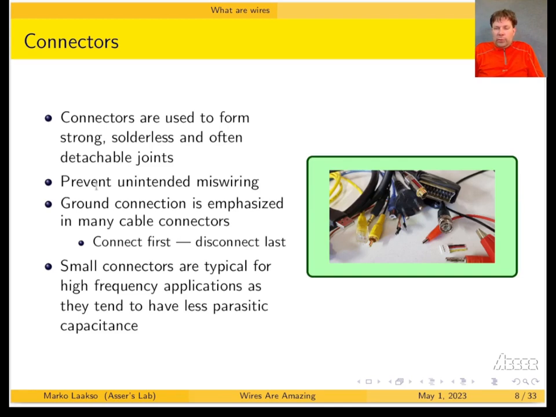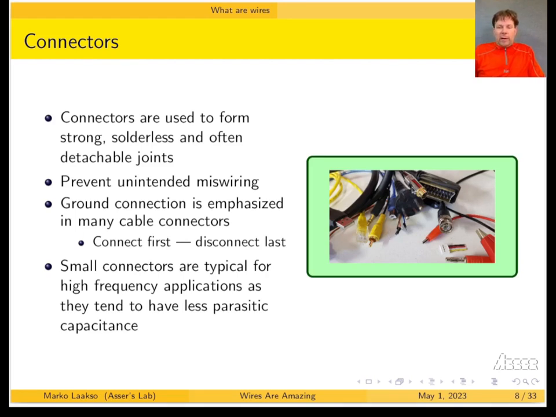Of course, in order to use wires, you have to connect them somewhere. And in the end of the wires, unless they are soldered somewhere, you find connectors there. Connectors are used to form strong, solderless, and often detachable joints. They prevent unintended miswiring. That's why we have such a huge variety of different kinds of connectors, so you don't accidentally, or not that easily accidentally, miswire your things.